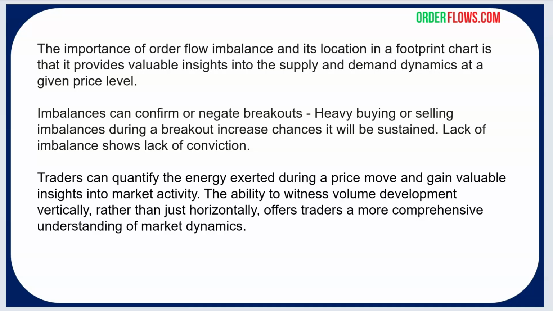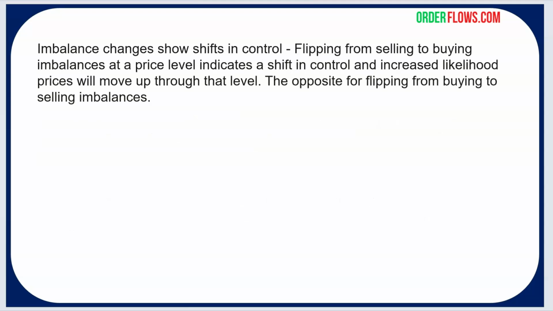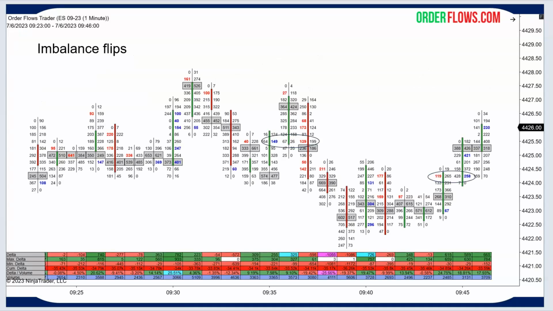The ability to witness volume development vertically rather than just horizontally offers traders a more comprehensive understanding of market dynamics. So imbalance changes show shifts in control. Flipping from selling to buying imbalances at a price level indicates a shift in control and increased likelihood prices will move up through that level. The opposite for flipping from buying to selling imbalances.